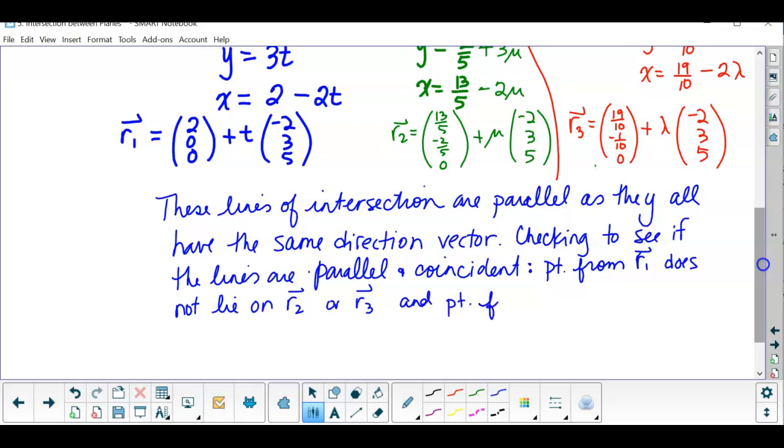a point from R2, well, let's check. So this one again, I would choose the 0. Okay, obviously if this component is 0, it can't be in both of those places. So that's kind of obvious, actually all three, because the z coordinate is 0 on all of them.